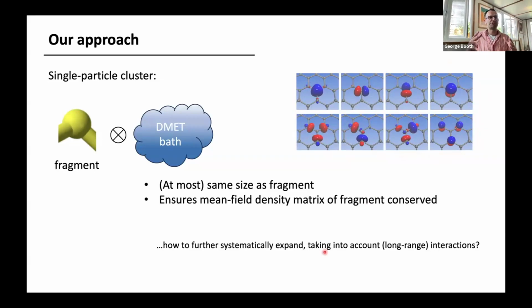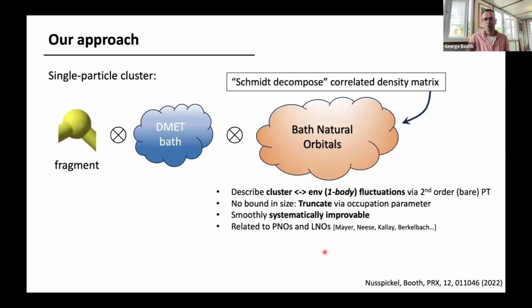But we need to be able to systematically go beyond this, right? This is taking the bath orbitals to reproduce the mean field density matrix. It doesn't take into account the interacting physics, which is ultimately what we want to converge in these quantum embedding methods. So how do we systematically expand this single particle cluster? Well, instead of saying I want to reproduce the expectation values of the single particle density matrix from a mean field level of theory, what I want to do is take them from some correlated level of theory.